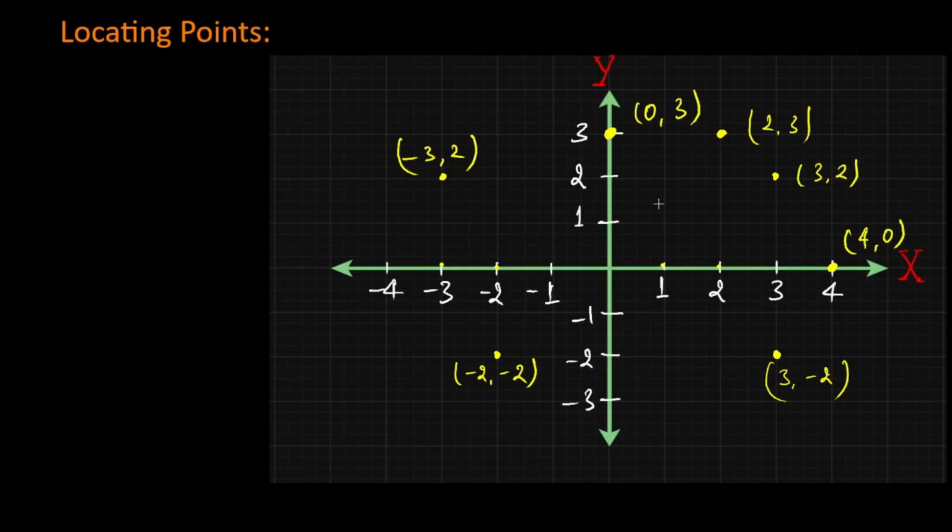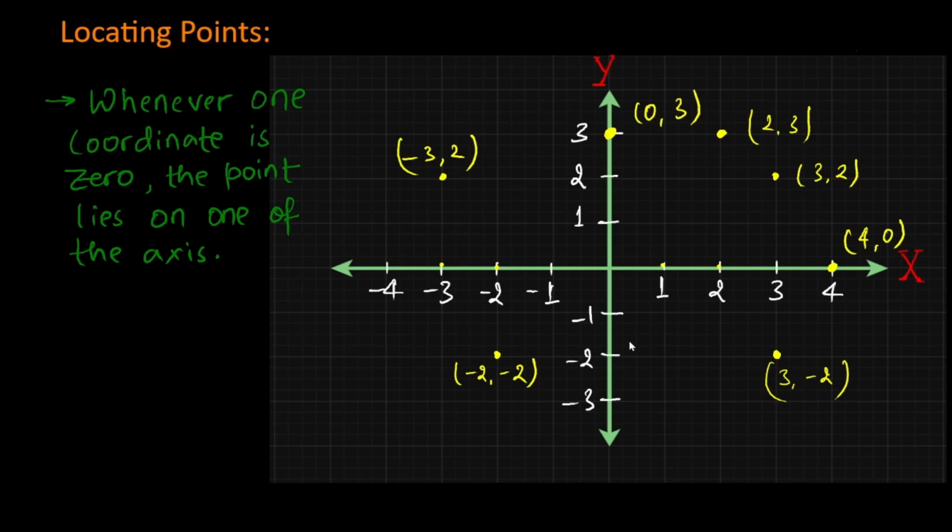Now we know how to plot points on a coordinate plane. But during this plot, did you notice something? Look at point 4 comma 0 and the point 0 comma 3. Here one of the coordinates is 0. So whenever one of the coordinates is 0, our point is going to lie on one of the axes.